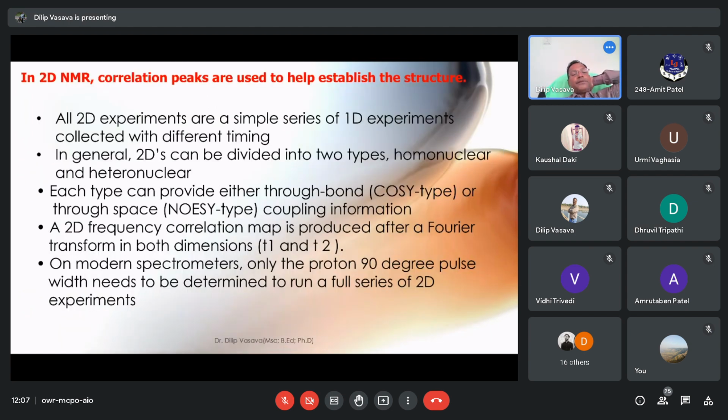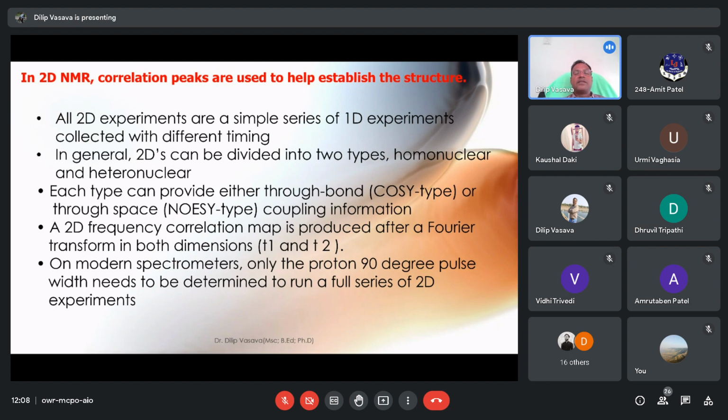Now a new spectroscopy technique is involved, because in 2D NMR, correlation peaks are used to help establish the structure. In 2D NMR we get two dimensions, x and y. In 1D you get only the single peak that we have seen so far. But in 2D NMR, both the x-axis and y-axis are utilized. This gives you more idea about the coupling pattern, whether carbon-carbon is coupled, carbon-hydrogen is coupled, or carbon and the neighboring delta carbon is coupled. That can be considered in 2D 13C NMR.